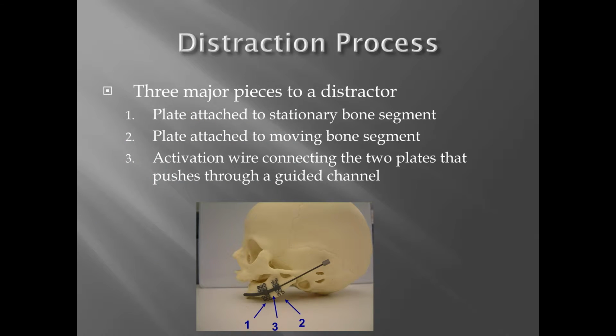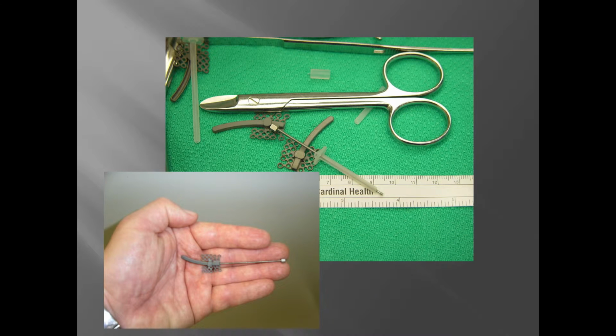So the distraction process uses this curved spiral distractor, which we place on the bone. The stationary segment is the part towards the jaw joint. The part with the teeth anterior to that is the part that moves and grows as we activate the device. You can see how small the device is. Here it is in my hand. They're very small. When placed on the bone, you don't know they are in there, and they're relatively unobtrusive.